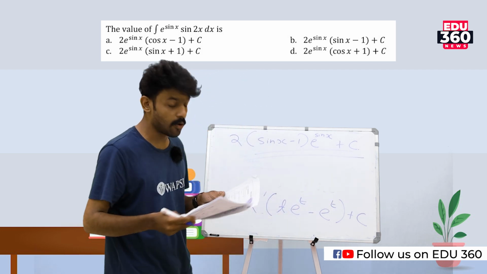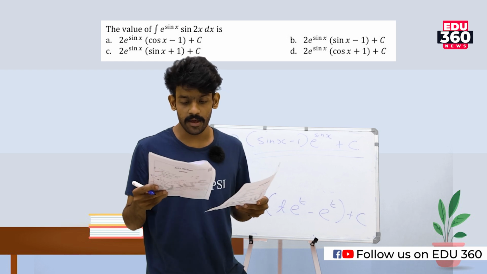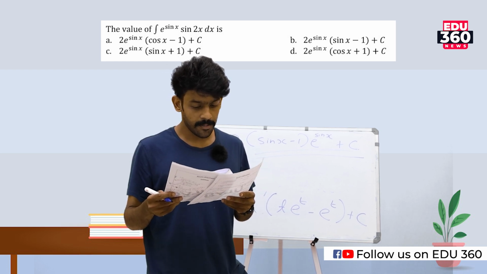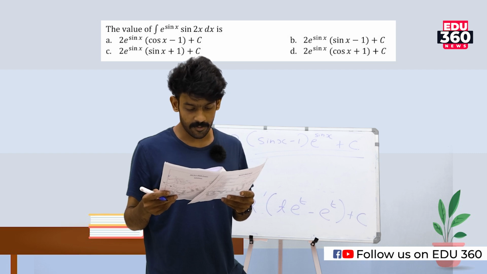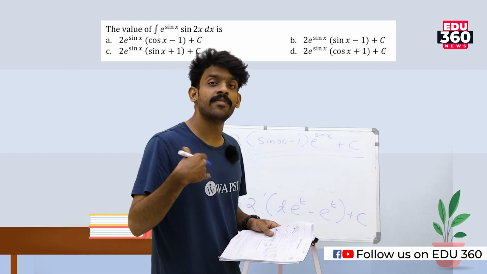Now look at the options. There are 4 options. So here option B is the correct answer for this one. So hereafter we can move on to the second question.